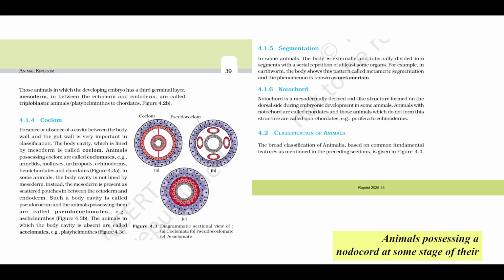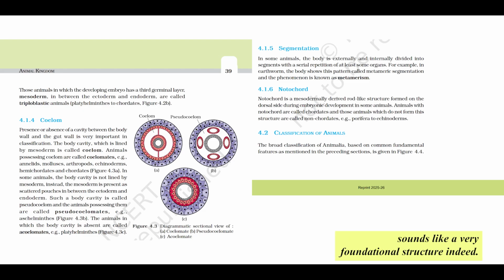Animals possessing a notochord at some stage of their life are called chordates. This includes a vast and diverse group, from simple tunicates all the way to fish, amphibians, reptiles, birds, and mammals. Conversely, animals that do not form this structure at any stage are called non-chordates. This includes all the phyla we've discussed so far, from Porifera up to Echinodermata. The notochord provides skeletal support and serves as an axis around which the vertebral column later develops in vertebrates. It's a foundational structure for the body plan of all chordates.